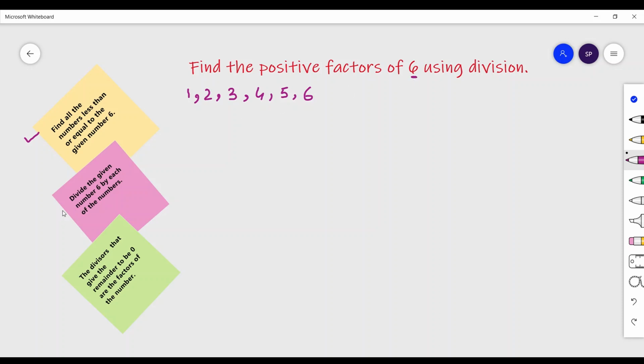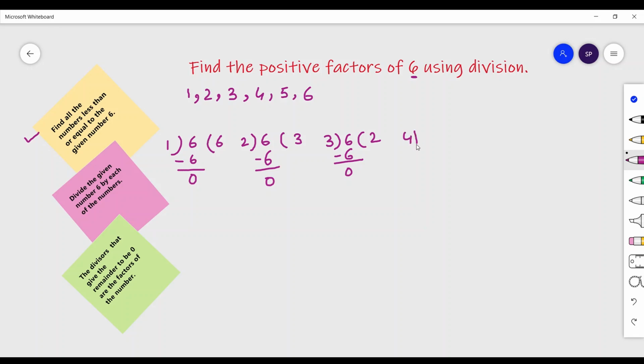Now second is divide the given number 6 by each of the numbers. So we are dividing 6 by 1. 1 times 6 is 6, minus, 0. See, the remainder is 0. Secondly we have to divide 6 by 2. 2 times 3 is 6. So again remainder is 0. Then we have to divide by 3. 3 times 2 is 6. Again 0.